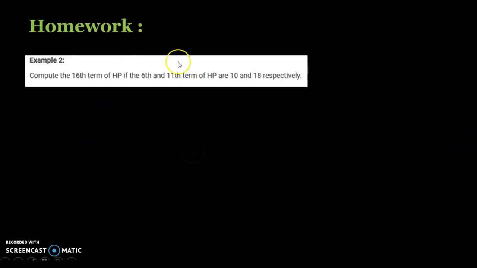So this is another homework for you guys. It's an HP question: compute the 16th term of an HP if the 6th and 11th terms of the HP are 10 and 18. So I'm giving you a hint. The 6th and 11th terms of the AP, that is arithmetic progression, are 1 by 10 and 1 by 18. So similarly solve it by using the formulas of AP, then just take the reciprocal, you will get the 16th term of HP.